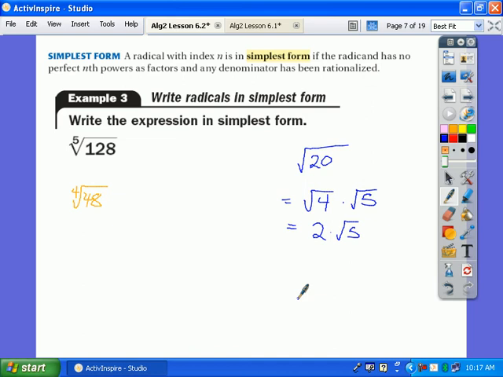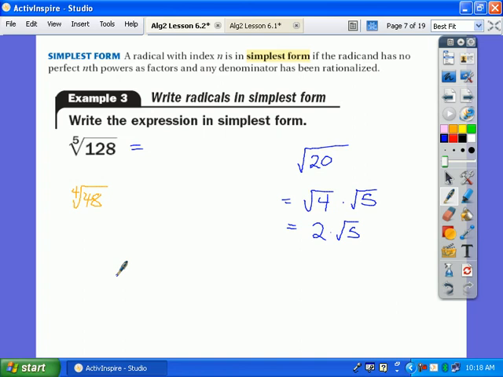That idea is what is going to be underlying when we work with 5th roots and 4th roots, except instead of looking for perfect squares, we're going to be looking for perfect fifths, and we're going to be looking for perfect fourths. Okay, so let's now take a look at the 5th root of 128. So I need to break that out into 2 factors. One of them has to be a perfect fifth.